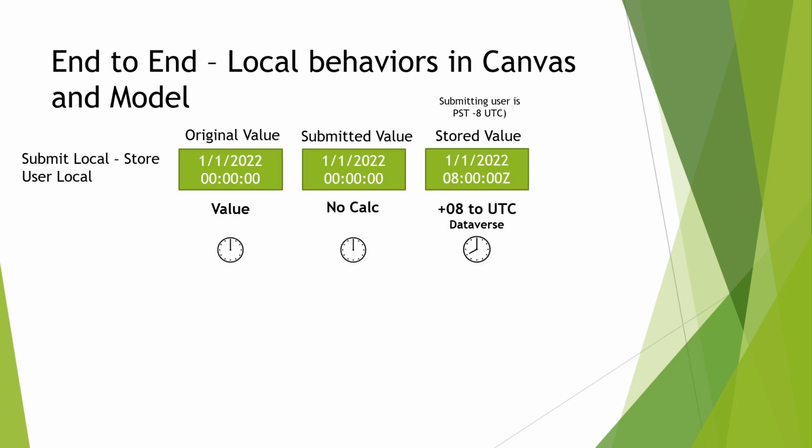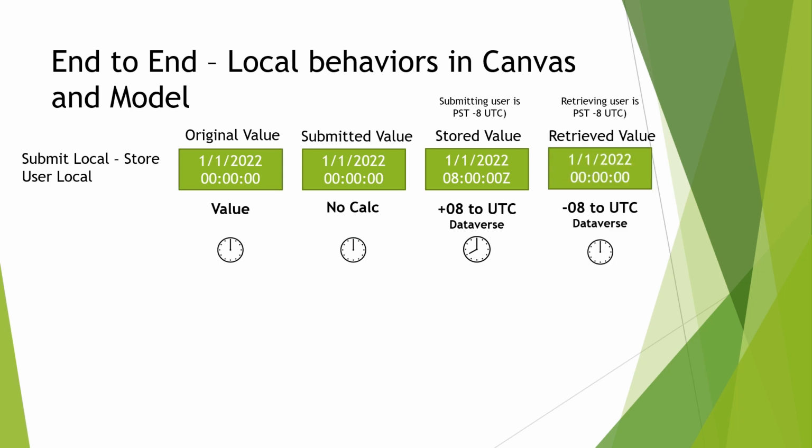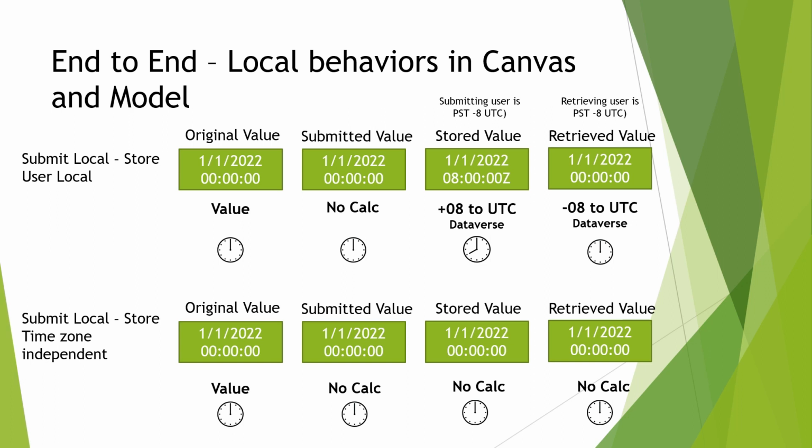First, let's look at the model or Canvas local field using a user local Dataverse column. The UI makes no changes and the value is submitted. Dataverse adds 8 to change it to UTC based on my offset, and when it's retrieved by me, it subtracts 8 to show the value in my time zone. So as you can see, it's displaying as we expect it to. For a local UI submission to a time zone independent column, you can see no calculations are applied at any stage and the value is saved and retrieved as it was submitted.